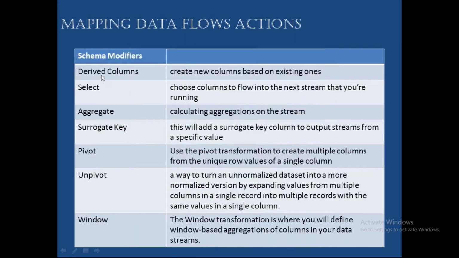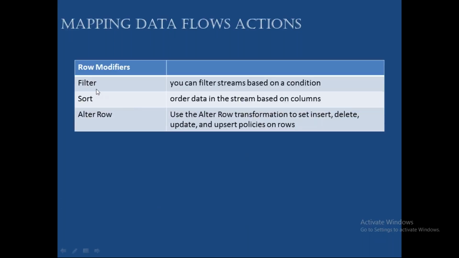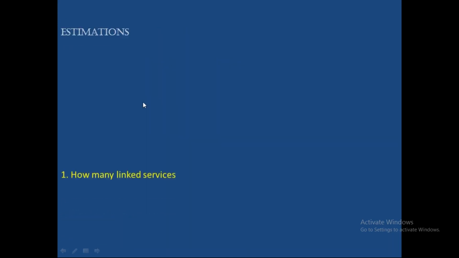Next, we have already seen derived columns and select. Yesterday we saw them, but today we are also going to use aggregate, which we have seen already. Other things we'll cover in upcoming sessions. Next, sort we covered. Today we are going to cover the filter, the filter row modifier, right? So we'll see all those things.